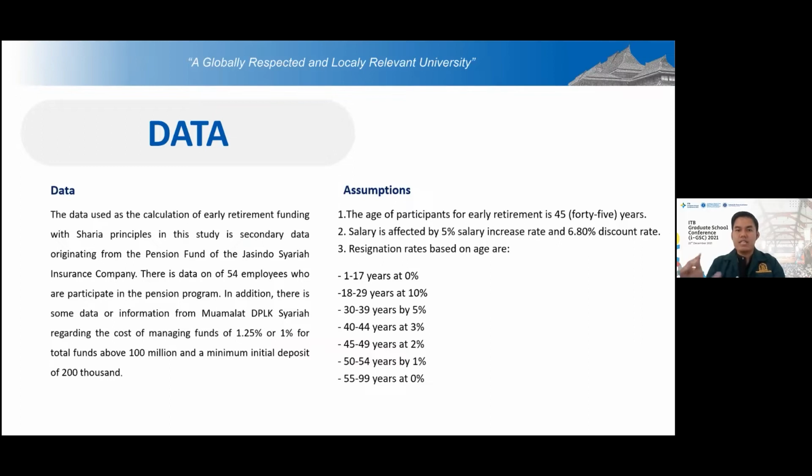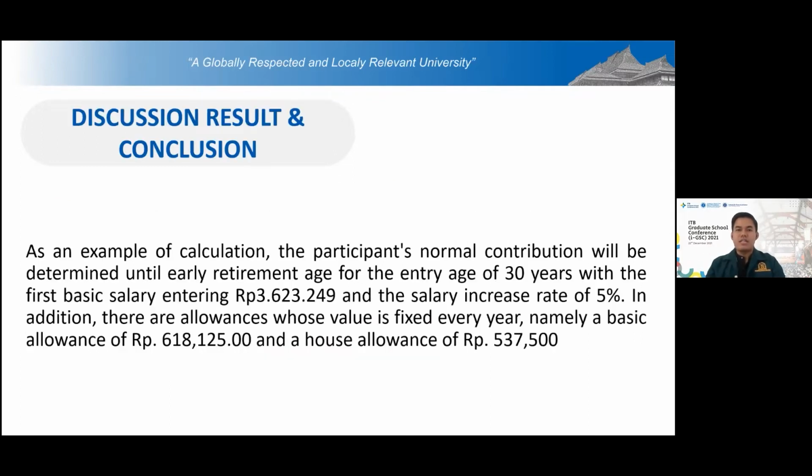Okay, this is the data that we use and also the assumption that we use. And this is the example. This is the result and the conclusion. As an example of calculations, the participant normal contribution will be determined until early retirement, age 30 years, with the first basic salary entering is 3.6 million, and the salary increase rate 5%, and in addition, a basic allowance is 600,000 and house allowance is 500,000.